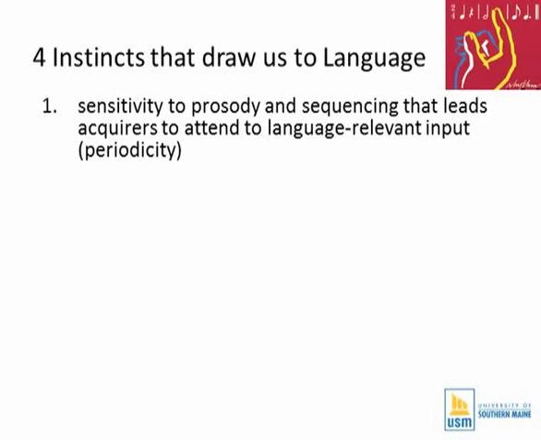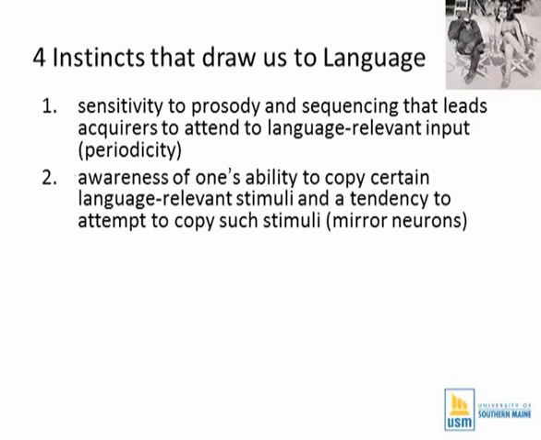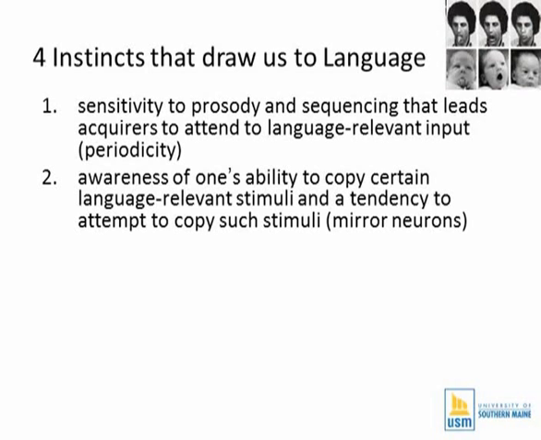The second one, I don't know if you can see my little pictures up there, is awareness of your ability to copy certain language-relevant stimuli and a tendency to attempt to copy such stimuli. So for those of you who work with mirror neurons, this makes sense. We recognize that we can do certain things that others of our species can do, and we are actually drawn to copy things that others of our species can do.